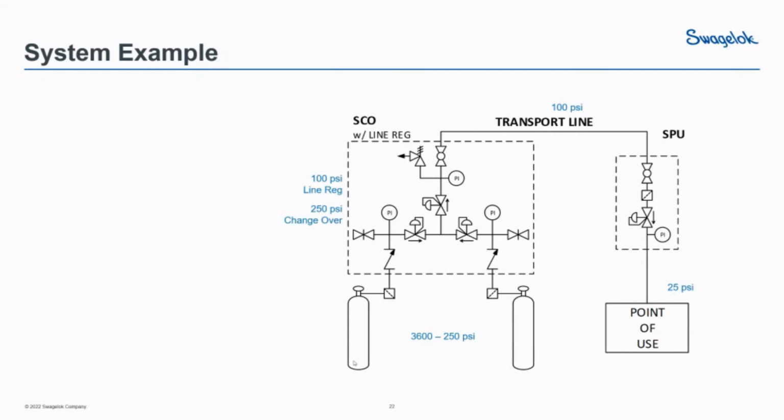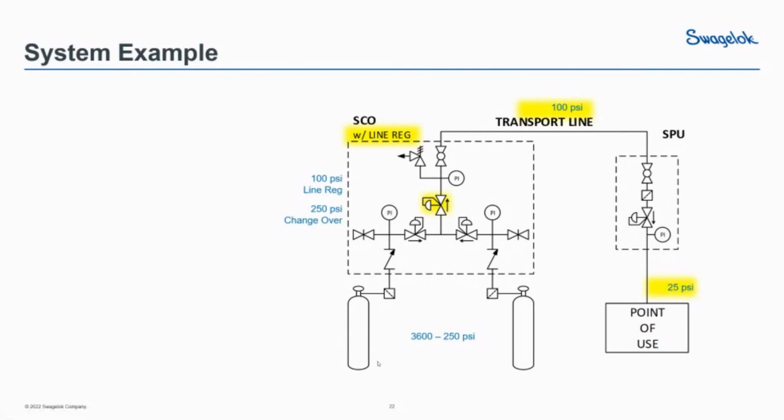Now this system will work and have some very tightly controlled pressures in both the transport line and the point of use because of the multiple stages of regulation that are being used. However, if our point of use does have a significant flow demand, we may not be able to maintain that 25 psi across its flow range. So what would we be able to do about that?